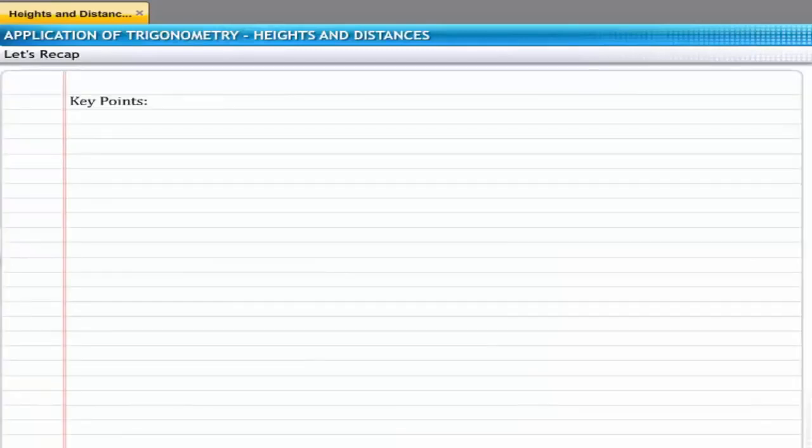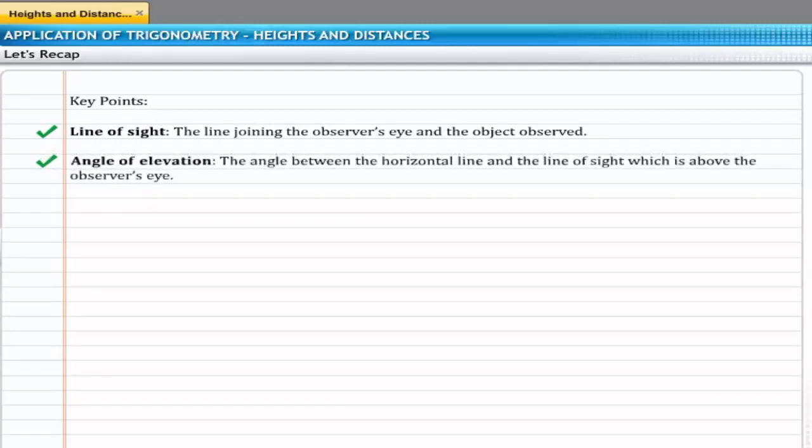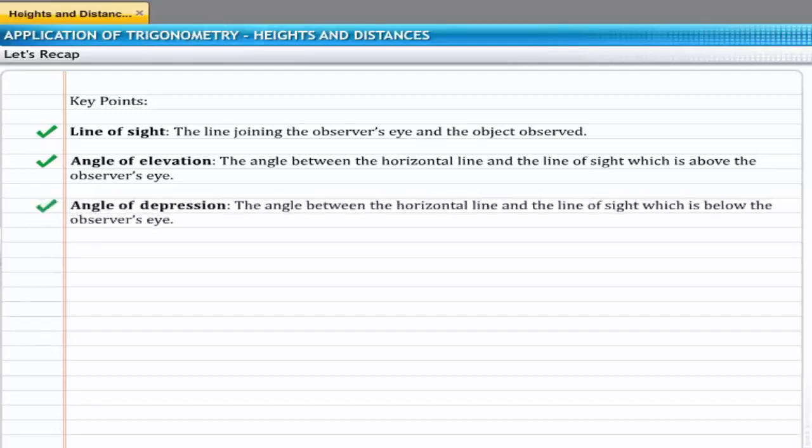You have reached the end of this section. Before moving on to the next section, let's recap the key points covered. Line of sight: the line joining the observer's eye and the object observed. Angle of elevation: the angle between the horizontal line and the line of sight which is above the observer's eye. Angle of depression: the angle between the horizontal line and the line of sight which is below the observer's eye. Hope you enjoyed your learning experience.